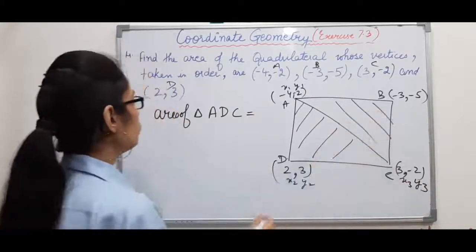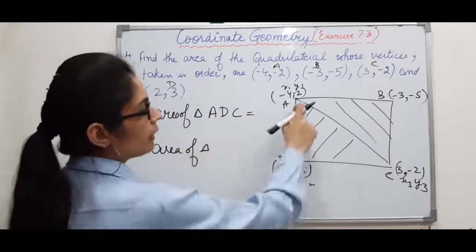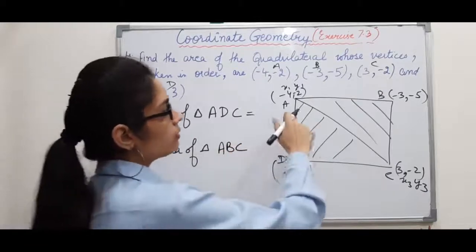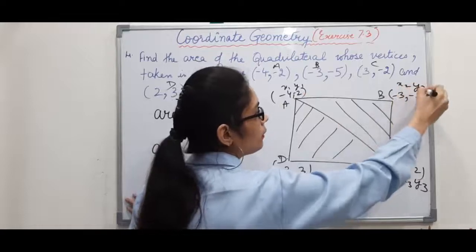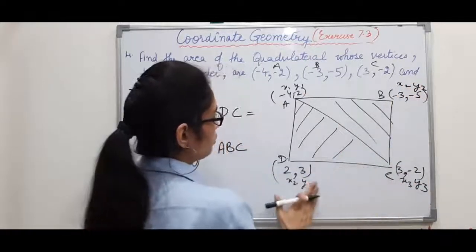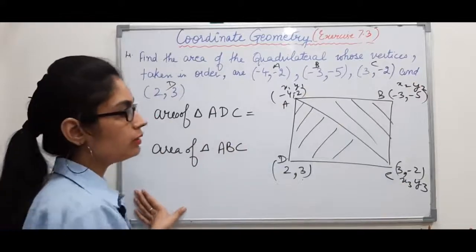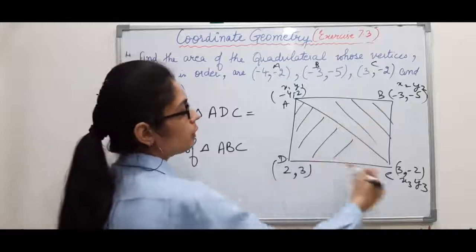In the same way you have to find the area of triangle ABC. In this case, the vertices will be x1 y1 at A, x2 y2 at B, x3 y3 at C. The same formula we can use. If you add the areas of these two triangles, you will get the area of the complete quadrilateral.